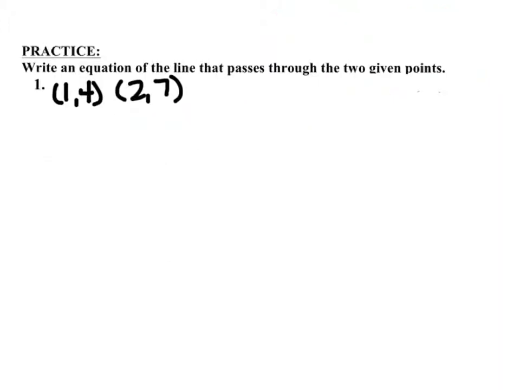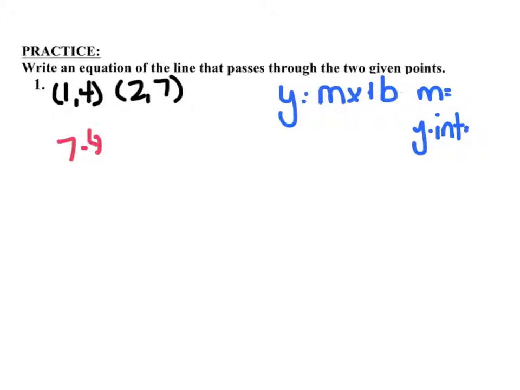Write an equation of the line that passes through the 2 given points. Again, in all of these, we're starting out with y is equal to mx plus b. We're looking for the slope, and we're looking for the y-intercept. All right, so now we need the slope. Well, I'm not given the slope, so let's go ahead and find it. I'm going to take 7 minus 4 all over 2 minus 1. Y of 2 minus y of 1 all over x of 2 minus x of 1.